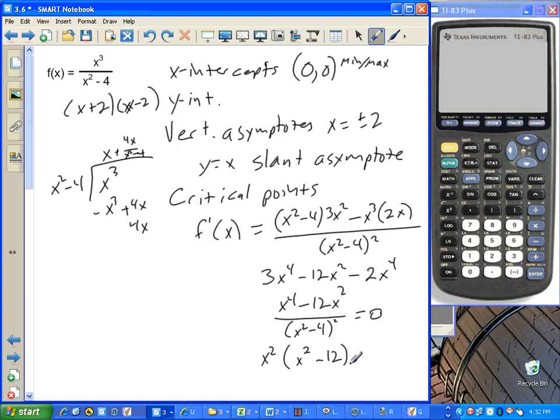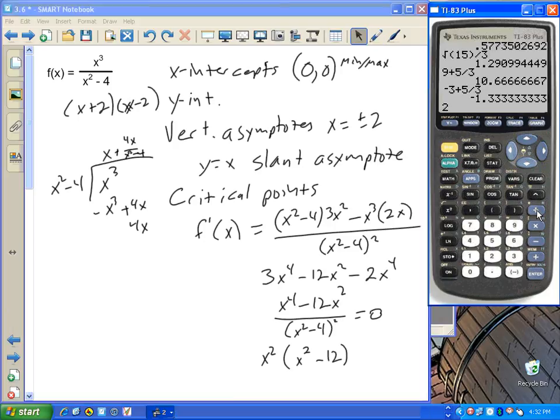One or the other. Set this factor equal to 0, and I'm going to get plus or minus the square root of 12, which is 2 square root of 3. So plus or minus 3.5, give or take, just a little bit less than 3.5. Those will be other critical points.